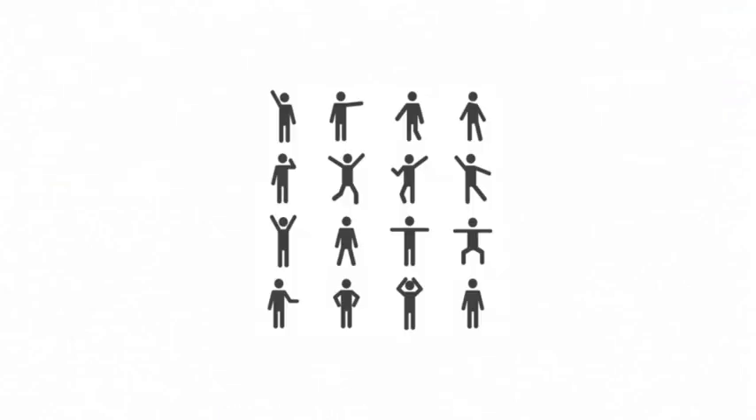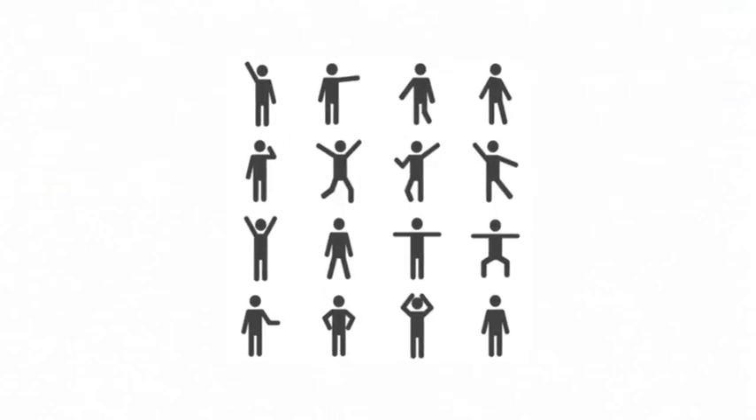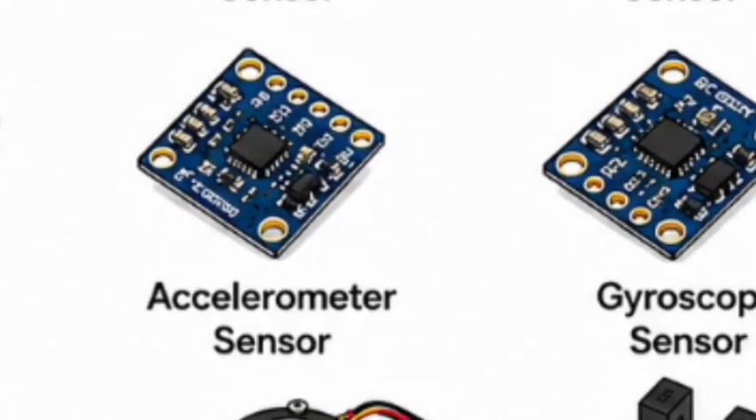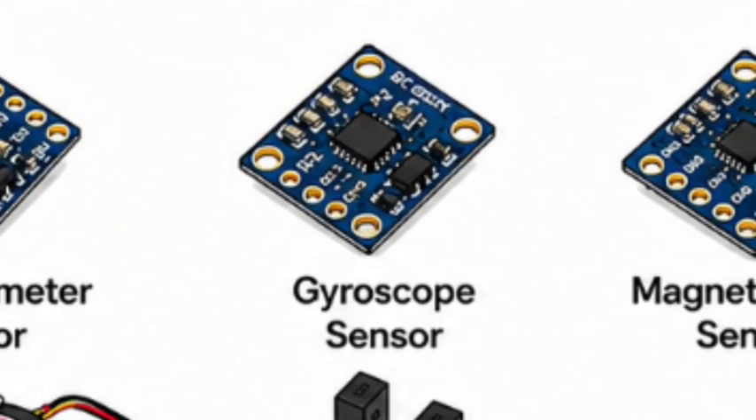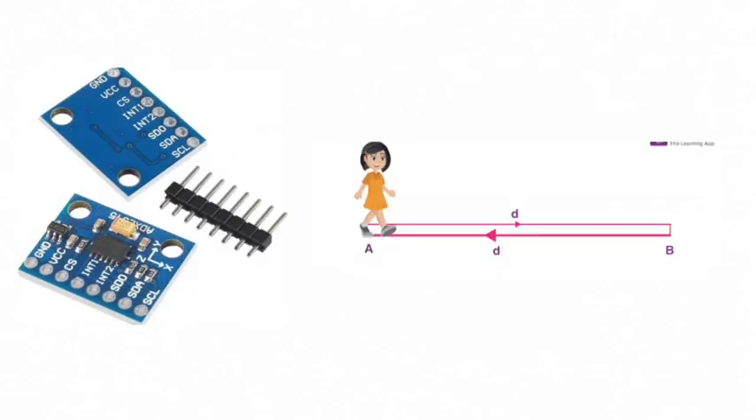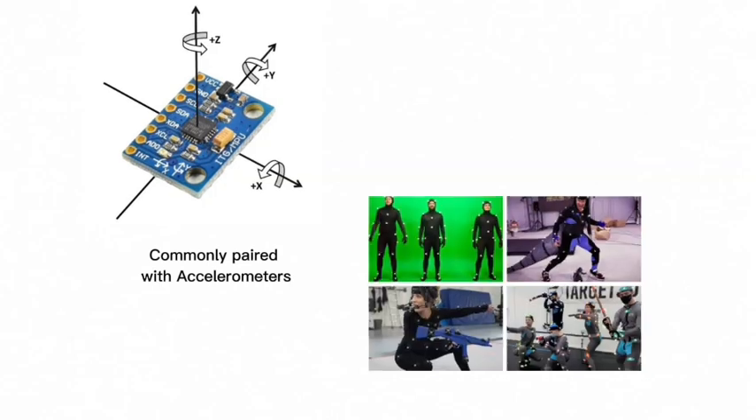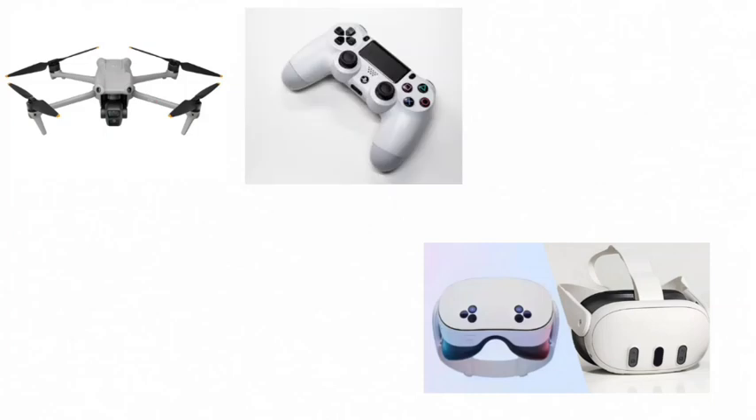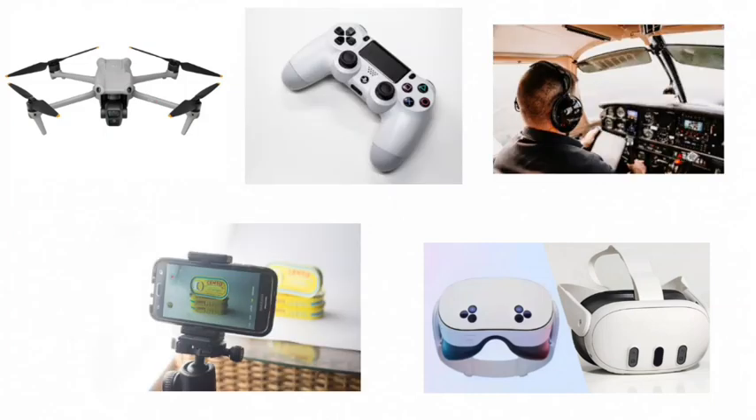By providing precise information about movement, accelerometers help devices understand how they are being positioned and used. Gyroscope sensor. A gyroscope sensor measures rotational movement and angular velocity. Unlike an accelerometer, which detects linear motion, a gyroscope focuses on rotation and orientation. These sensors are commonly paired with accelerometers to create highly accurate motion tracking systems. Applications include drones, virtual reality headsets, gaming controllers, smartphones, and aircraft navigation systems.